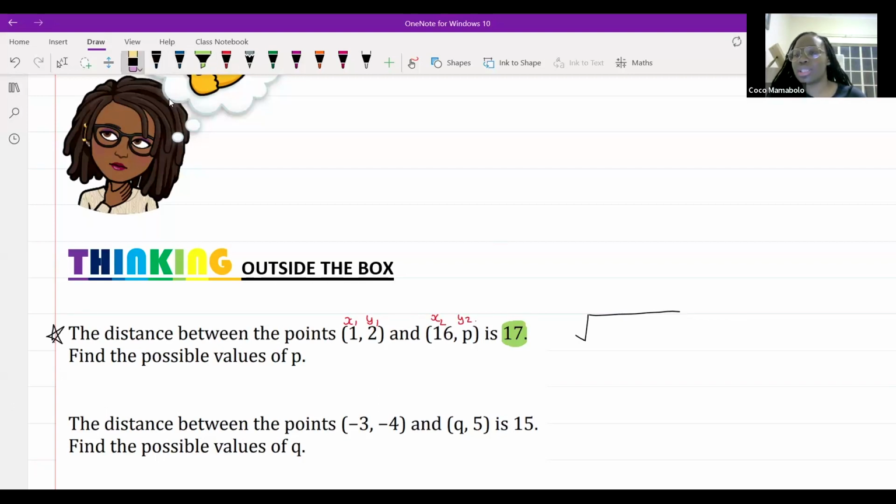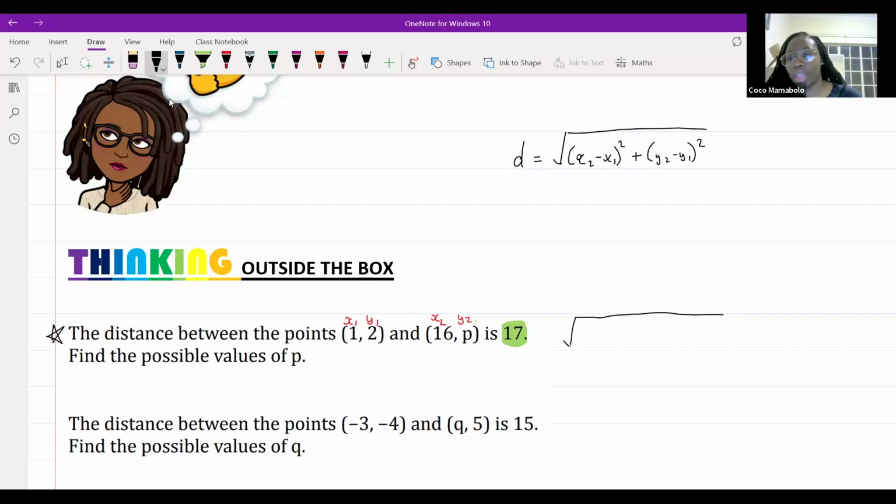All right, and then we're just going to use the distance formula. Let me put the formula here. Distance is equal to the square root of x2 minus x1 all squared plus y2 minus y1 all squared. All right, but this time we've got the answer for D. We've got our distance. So I'm going to substitute. I'm going to go the square root of, then open brackets, x2, which is 16, minus x1, which is 1, all squared, plus open brackets, y2 is p, so I'm going to put p minus y1, which is 2, all squared. And this is equal to the answer that I would get.